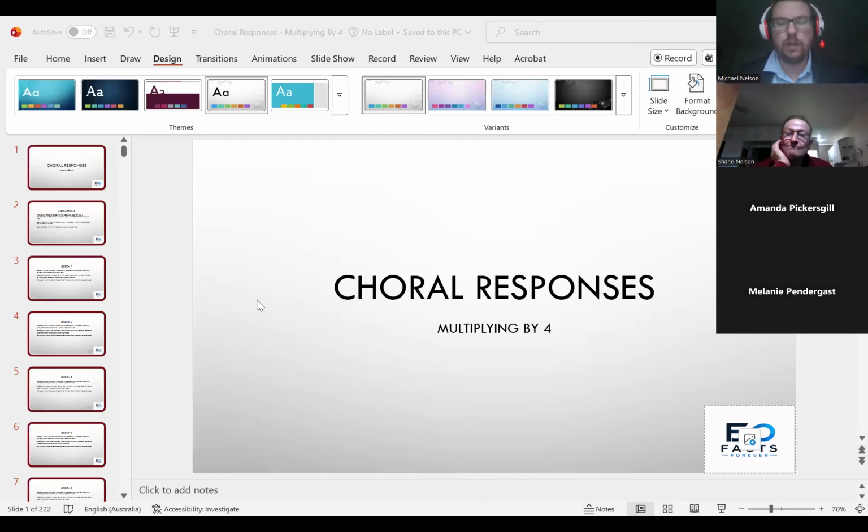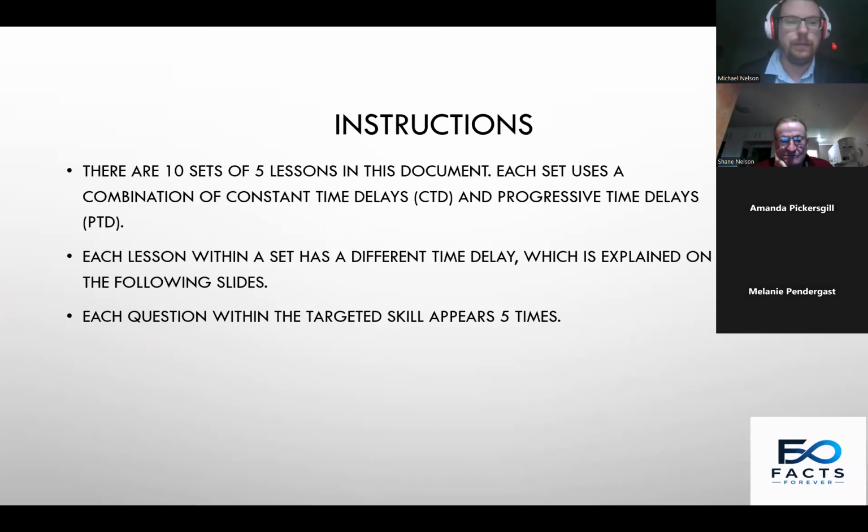So we want a mixture of responses. When you do Facts Forever, when you do that 5 minutes at the beginning of the lesson, you must do this exact same activity every single day. That's boring. So when we have this, we have our choral responses.